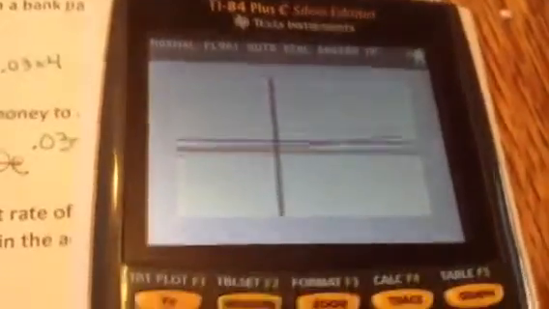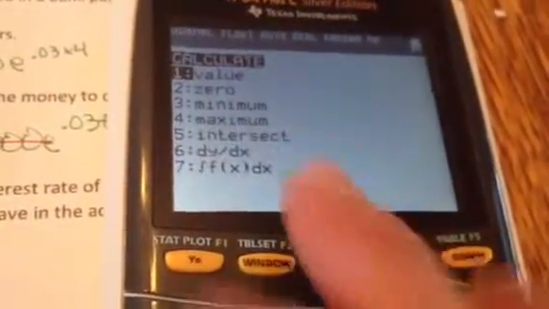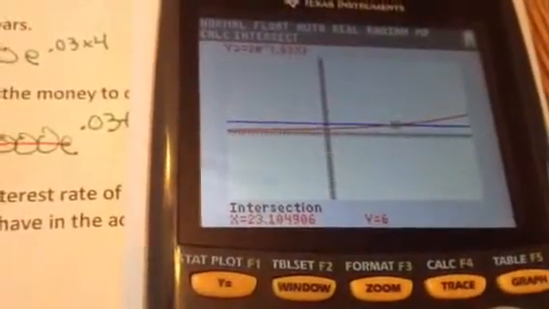And I can see where they meet, so I'm going to do second trace, intersect, enter 3 times. And when I'm done, I get about 23.1, so 23.1 years.